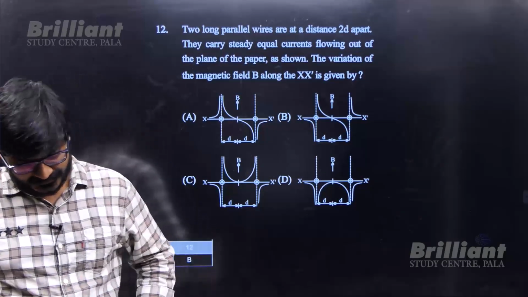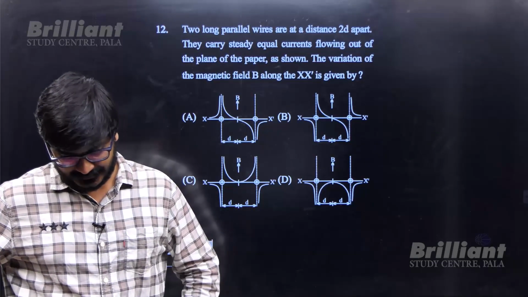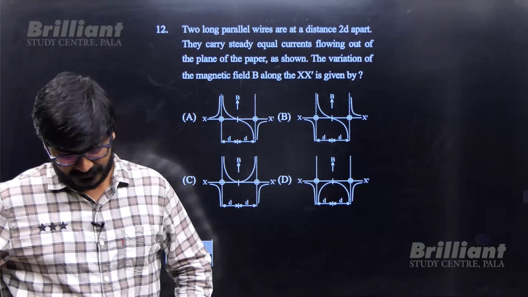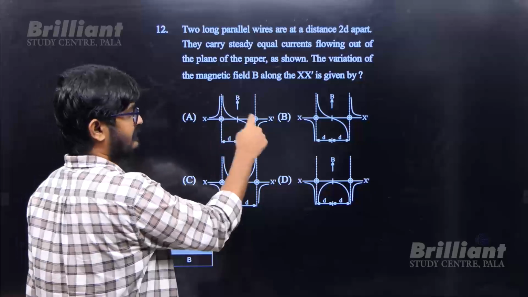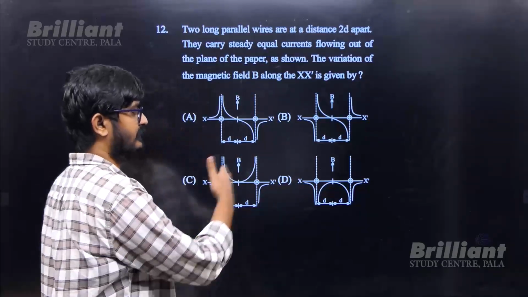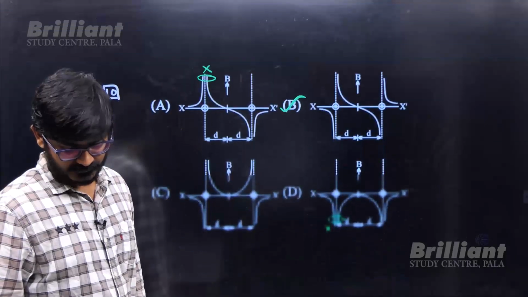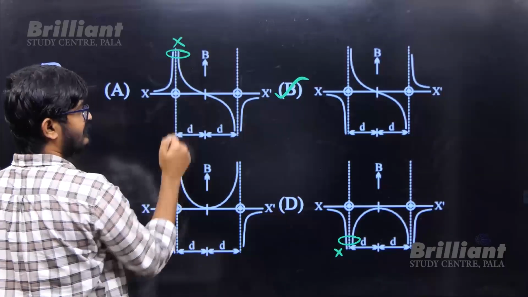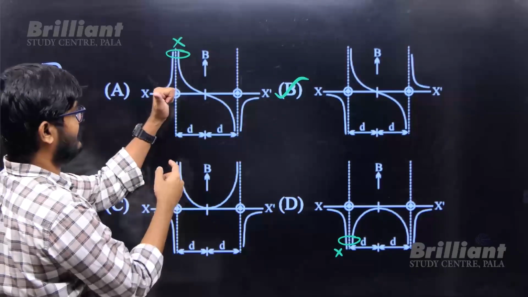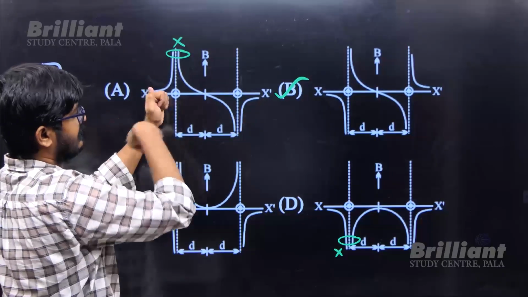Two long parallel wires are at a distance 2d apart. They carry steady equal currents flowing out of the plane of the paper. The variation of magnetic field. So there are two wires carrying current in this direction. You need to say which is correct, right? If there is a current carrying wire in the surrounding, the field lines will be circular, right? So the field lines will be circles like this.